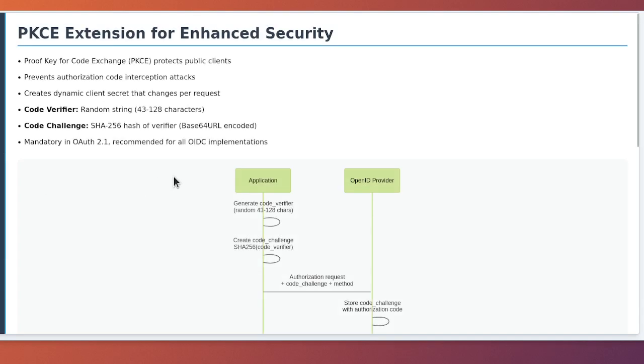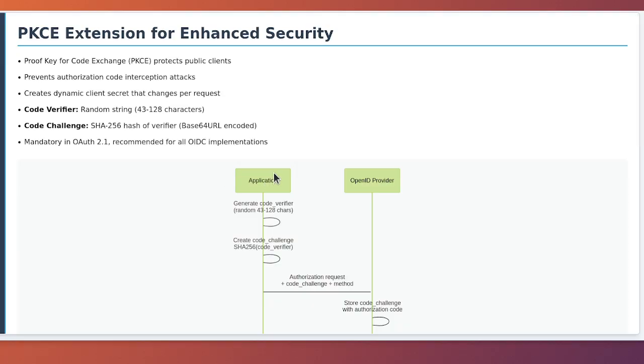PKCE extension for enhanced security. Proof key for code exchange, universally referred to as PKCE, represents a critical security enhancement to the authorization code flow. It was originally developed to protect mobile applications, but is now recommended for all public clients, including single-page applications.